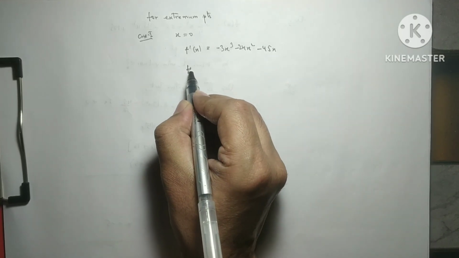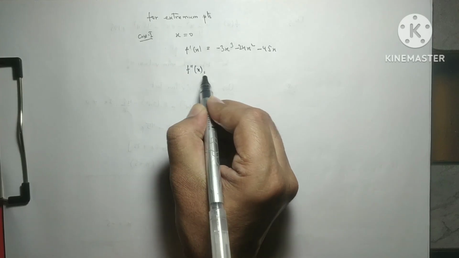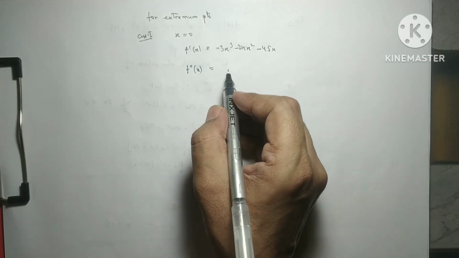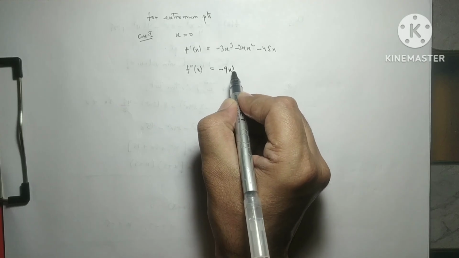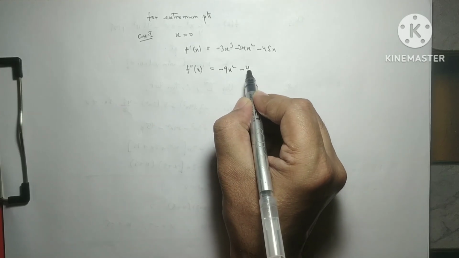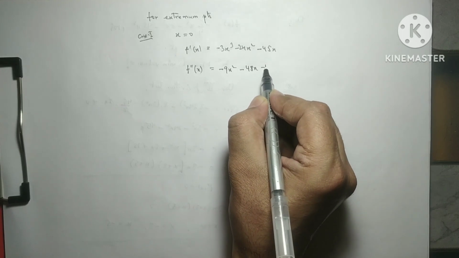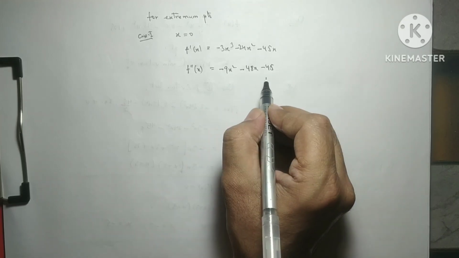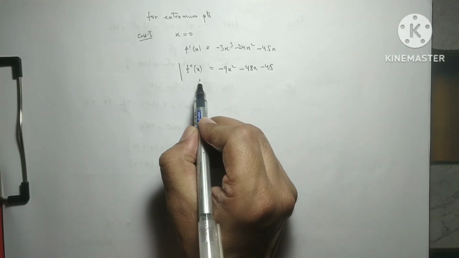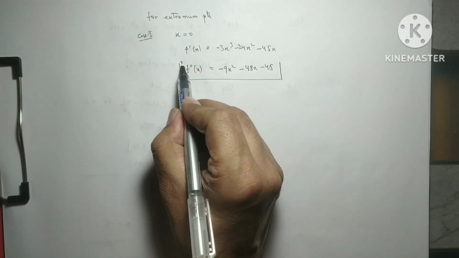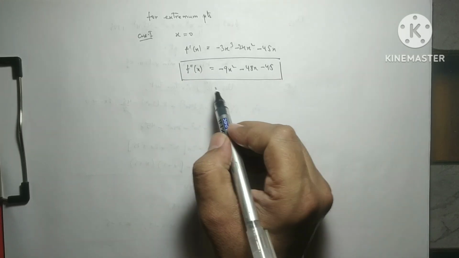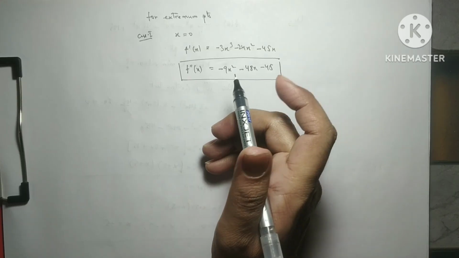So first we will obtain the second derivative, so it becomes minus 9x square minus 48x minus 45. So it is the second derivative, and according to the second derivative test, this is the deciding factor on which we will get the extremum points.